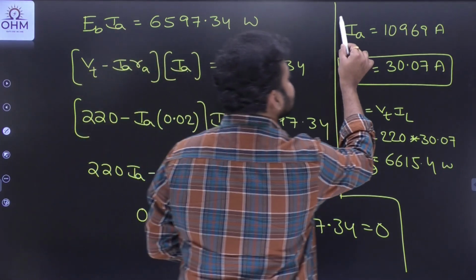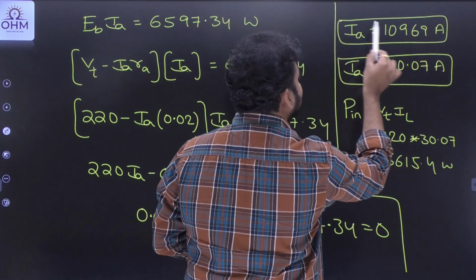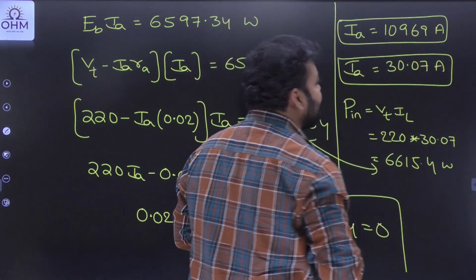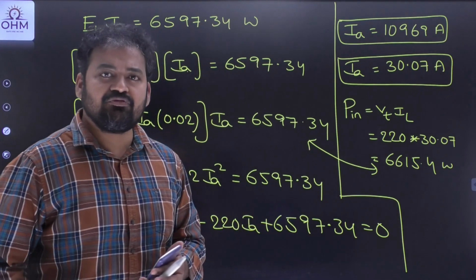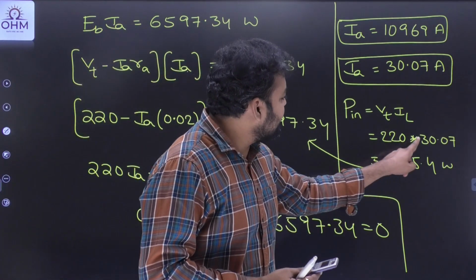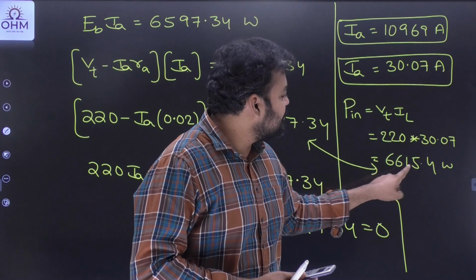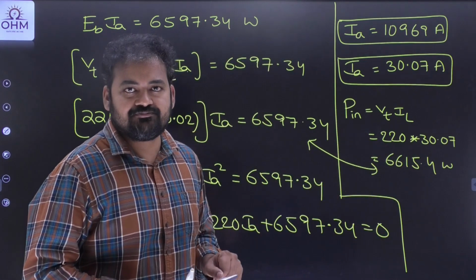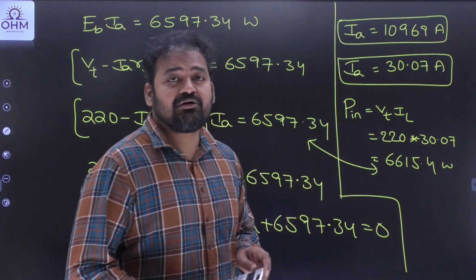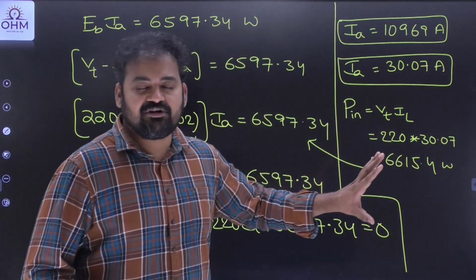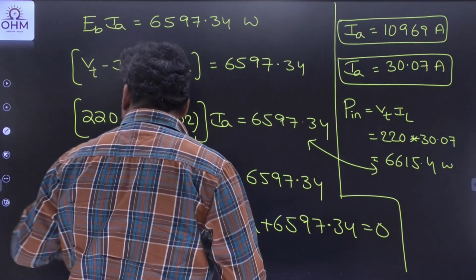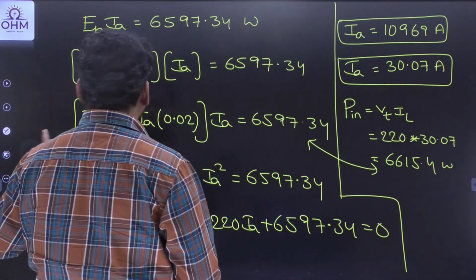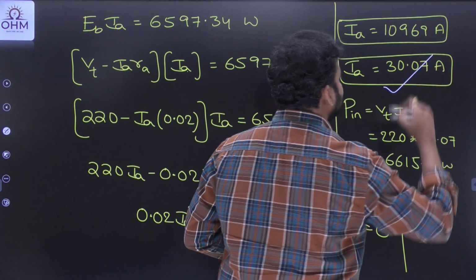Whereas if I select this 10,969 as my answer, the input power becomes very high. 220 into 10,969, you will get a huge amount of input power. Definitely that is not going to be the answer. Input power is very high compared to output power, which is not suitable for machine design. Therefore, the correct answer will be 30.07 ampere.